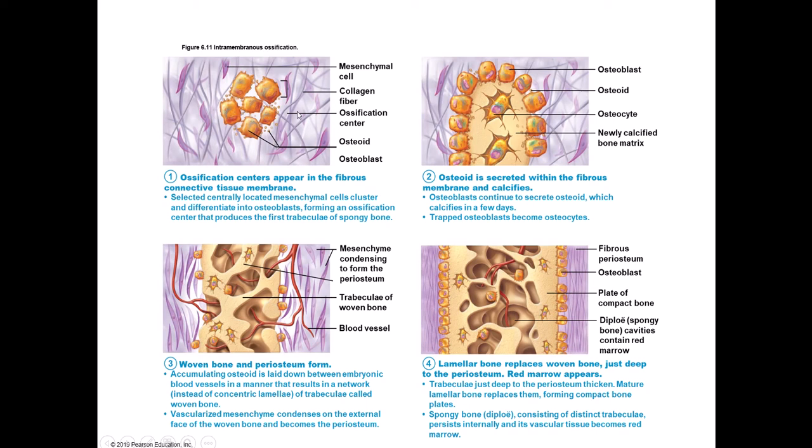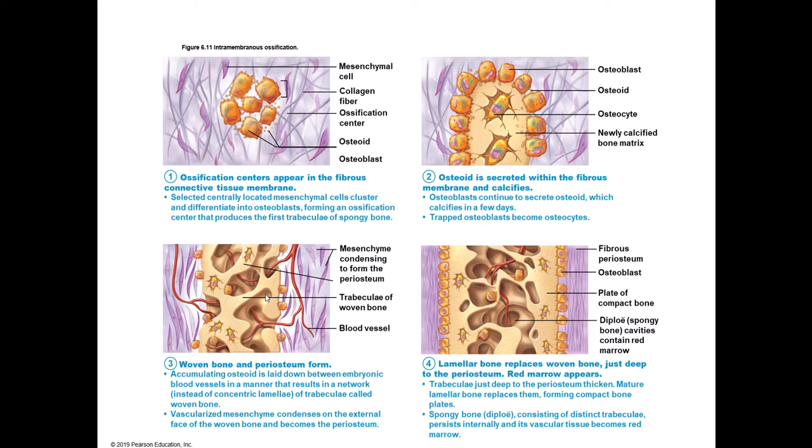In the middle of that fibrous membrane, we'll get an ossification center forming with some osteoblasts, usually quite centrally located, a nice little cluster of osteoblasts. Those osteoblasts will start to secrete what we call the osteoid, so it will start to secrete the extracellular matrix of the osseous tissue. We'll get our spongy bone or our woven bone forming first. Blood vessels will invade the woven bone.